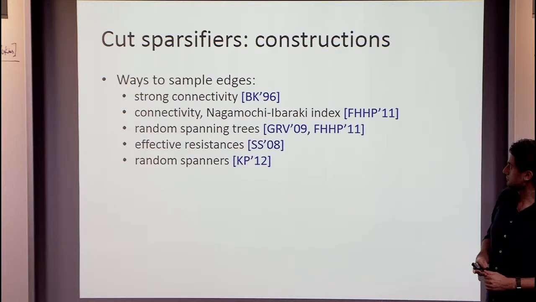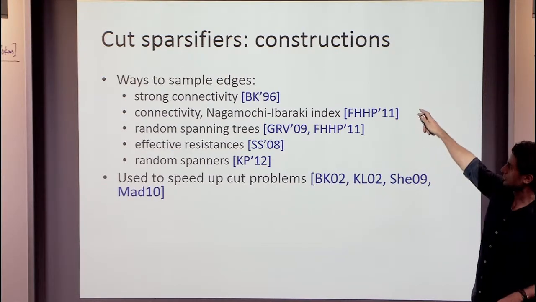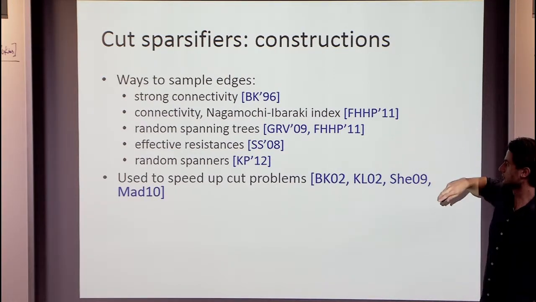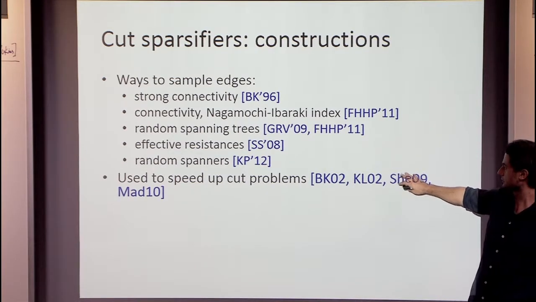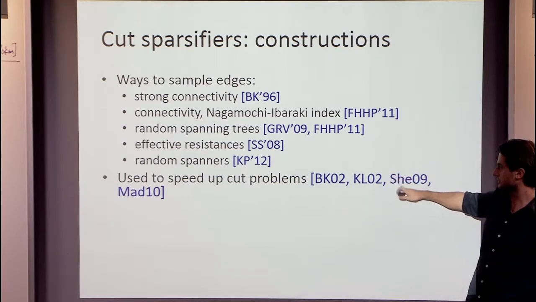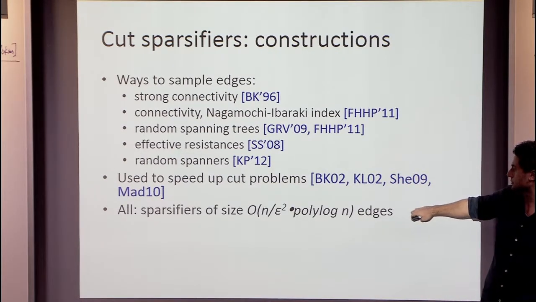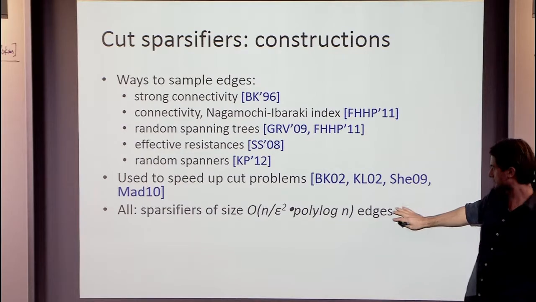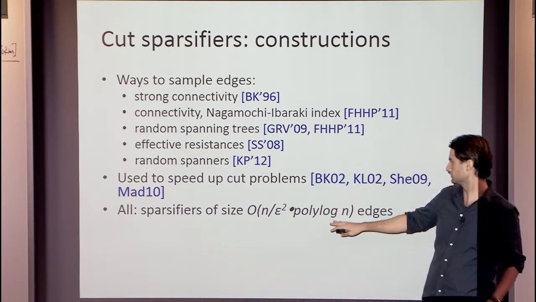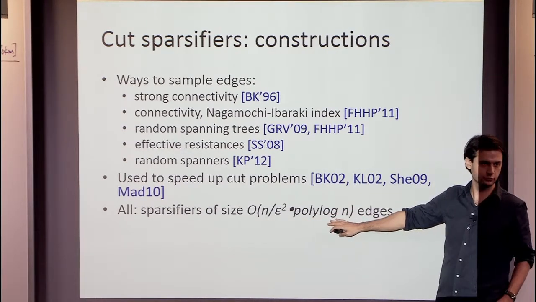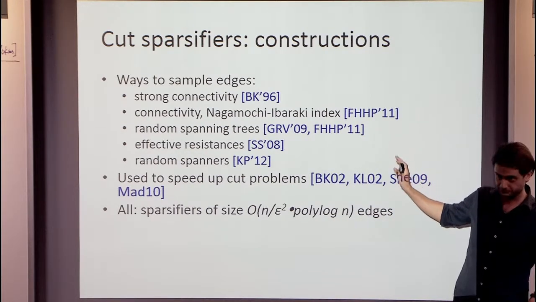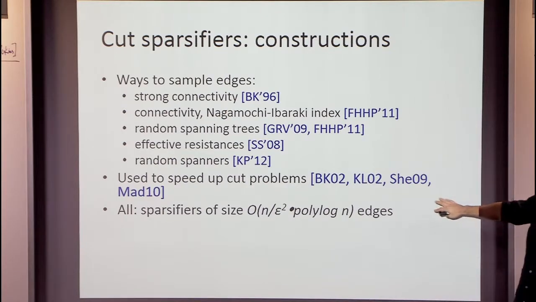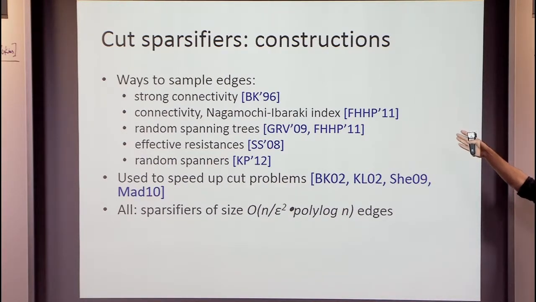All of these results which sample edges, as I mentioned, we can use to speed up cut problems. And in general, all these sparsifiers obtain size which is n divided by epsilon squared times some polylog. Some of them obtain log, some of them maybe log squared. But in general, this is the type of result that you obtain via these kinds of approaches.